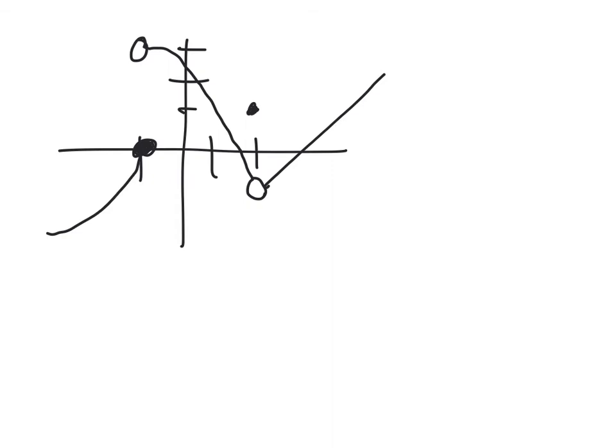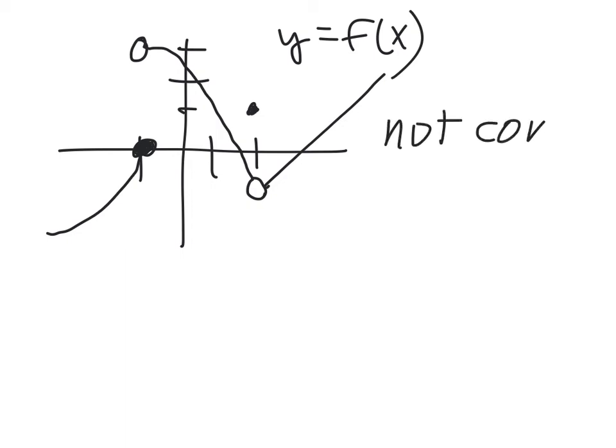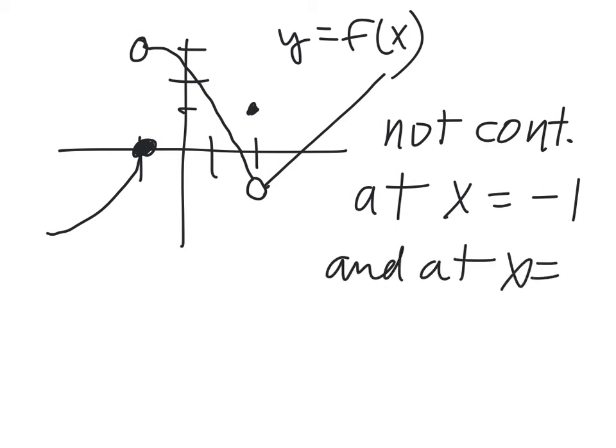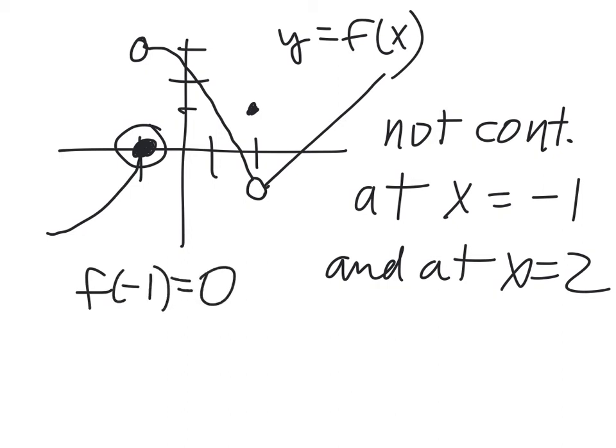For this function, where would we have discontinuity? Okay. X equals -1 and at x equals 2. Now at -1, well, first of all, the function exists. The solid dot says f of -1 is going to equal 0. So our first condition is met.